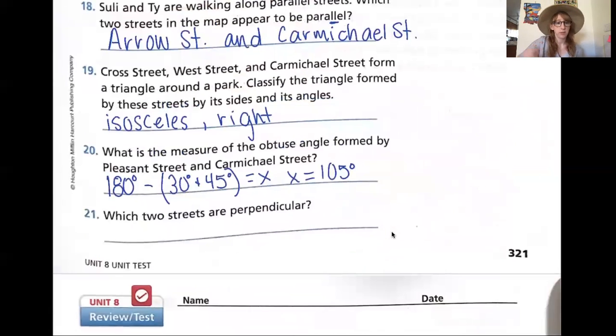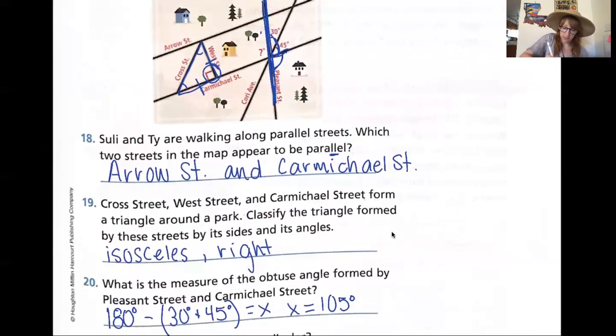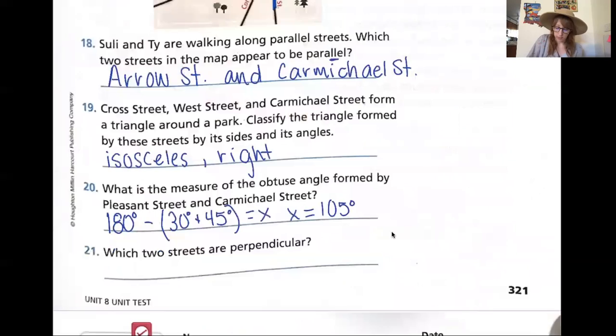Now, 21 says, which two streets are perpendicular? Remember, to be perpendicular, you must touch and you must create right angles. Now, there are two sets of perpendicular streets here. One is given to us right away. Let me clean this up for you. One is given to us right away with this right angle symbol. So we have Carmichael Street and West Street.